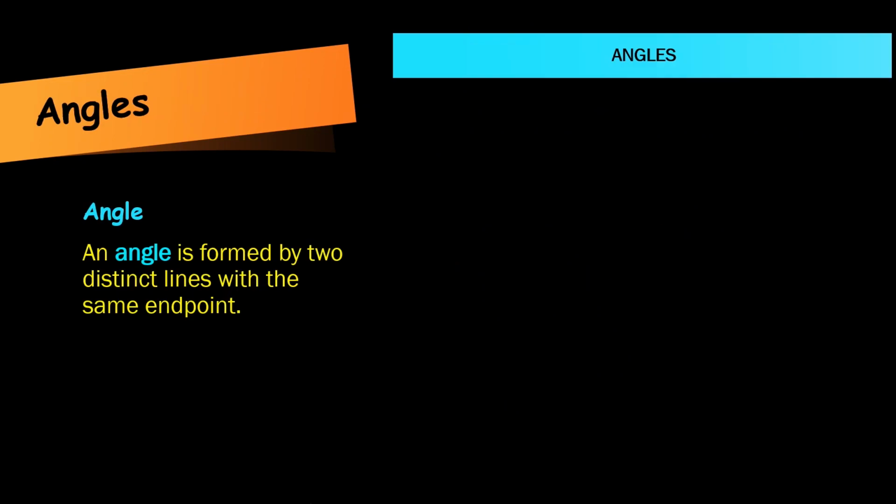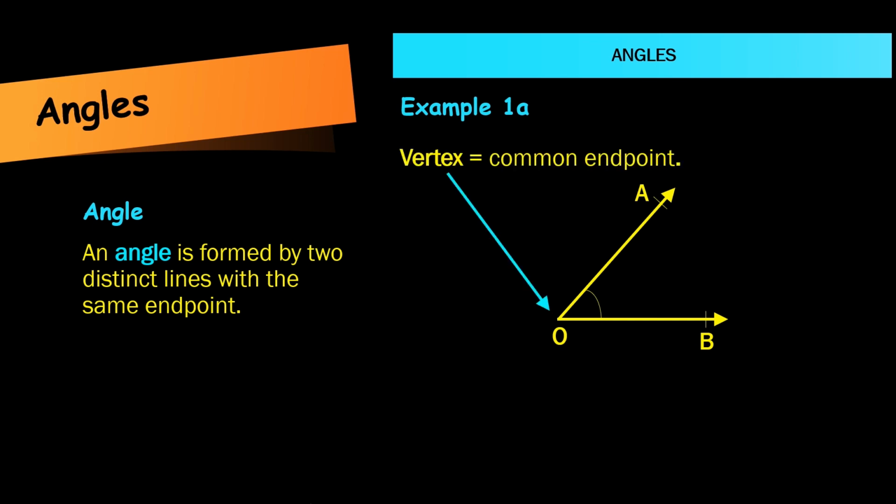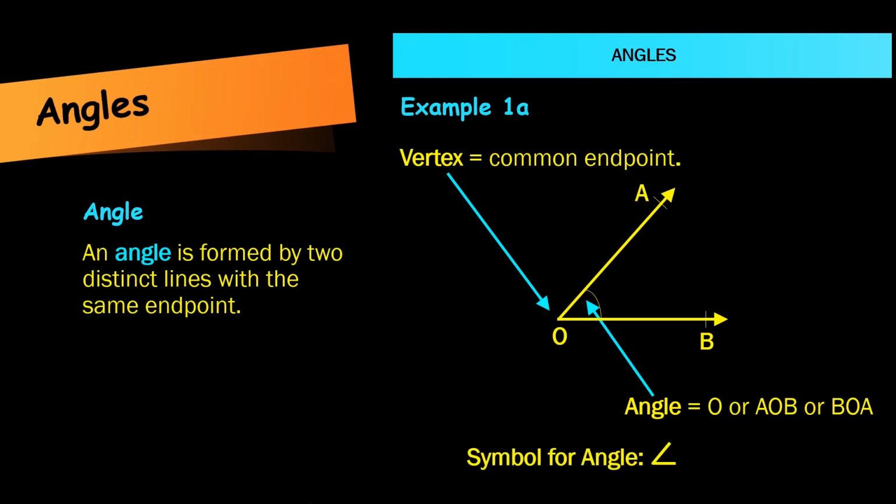An angle is formed by two distinct lines with the same endpoint, as shown in the diagram. The common endpoint is called the vertex, and the angle is denoted by O, or AOB, or BOA, given the notation in the diagram. Note in particular that O is labelled as the endpoint. The symbol for an angle is as shown.